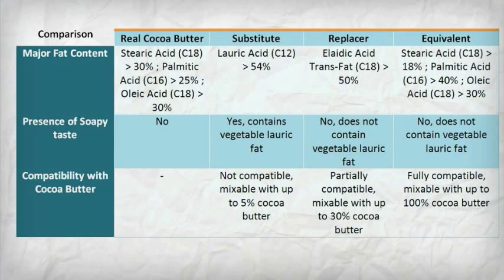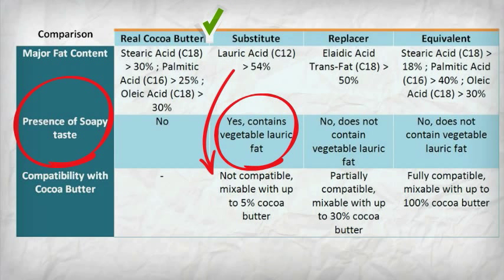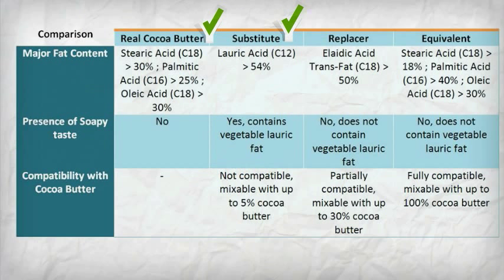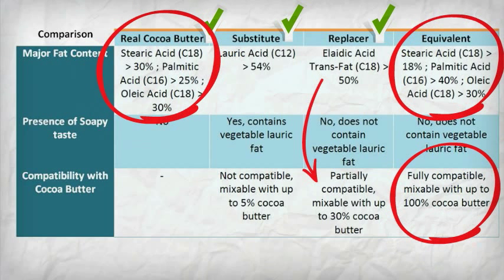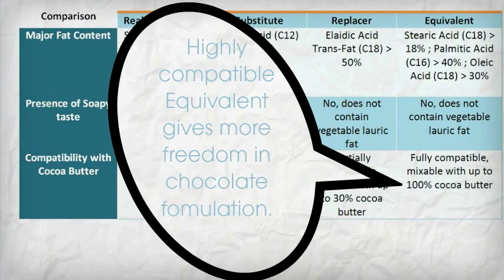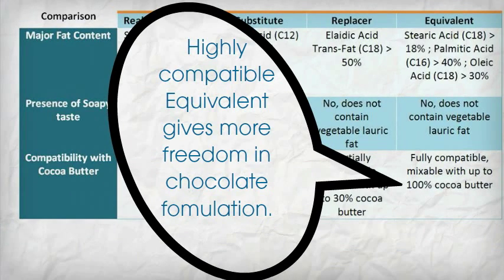Naturally, there is no soapy taste in real cocoa butter. For the substitute, it is not compatible with cocoa butter due to high lauric acid, which gives off a soapy taste. The replacer is partially compatible with cocoa butter and does not have soapy taste due to absence of vegetable lauric fat. Cocoa butter equivalent is fully compatible with cocoa butter, allowing to mix up to 100% due to similar fat content. The highly compatible cocoa butter equivalent gives more freedom in chocolate formulation.